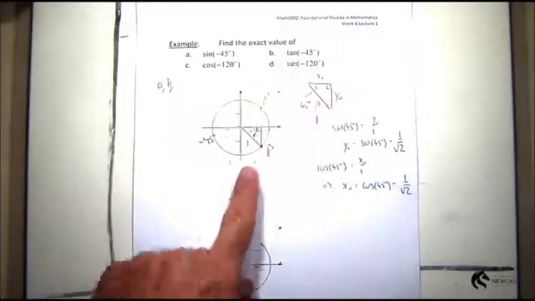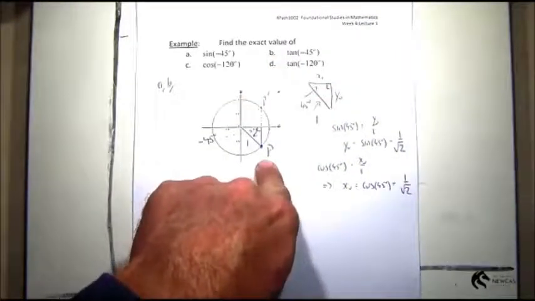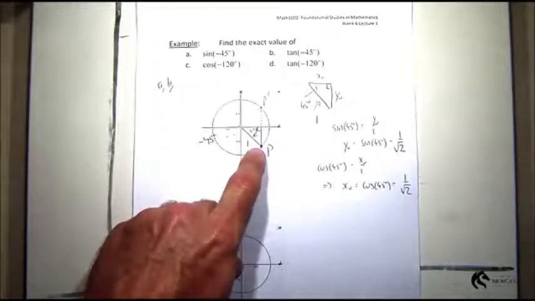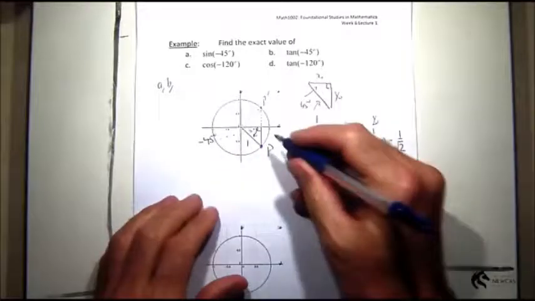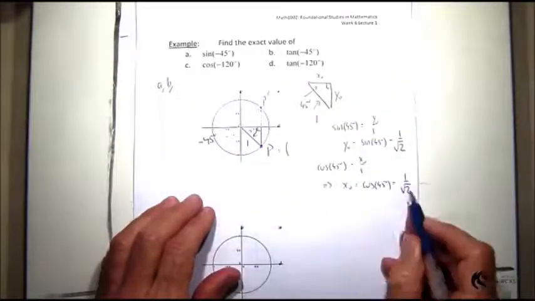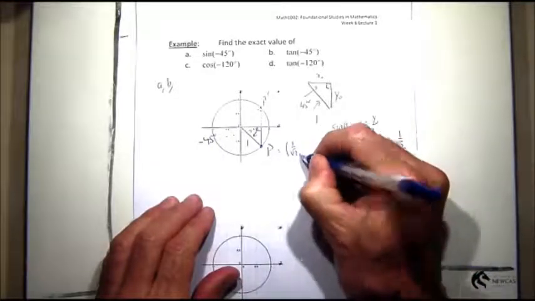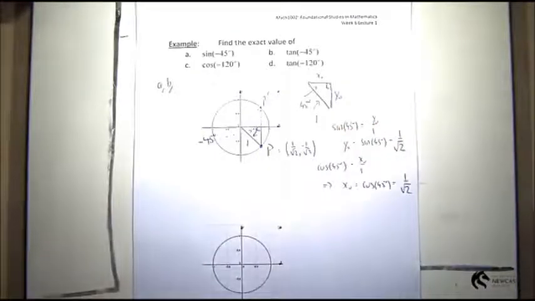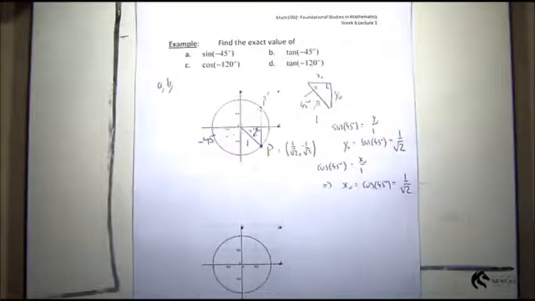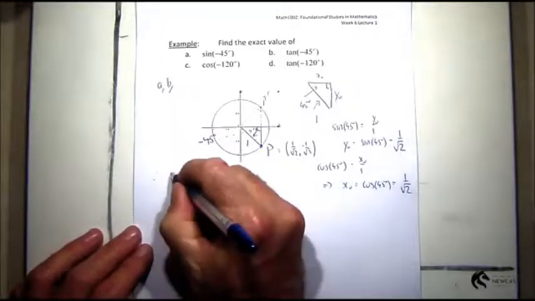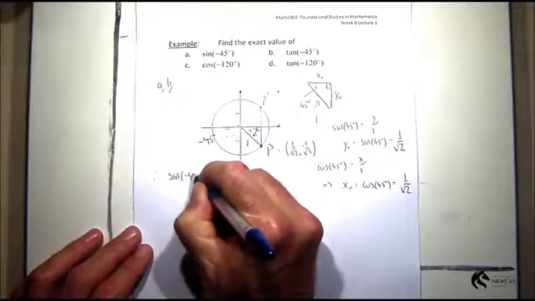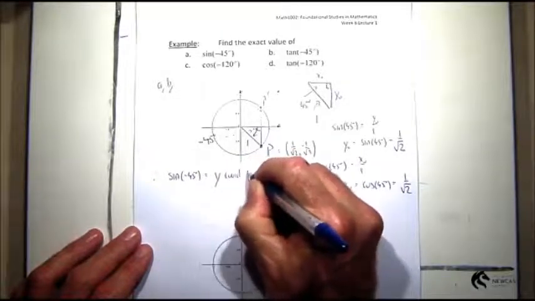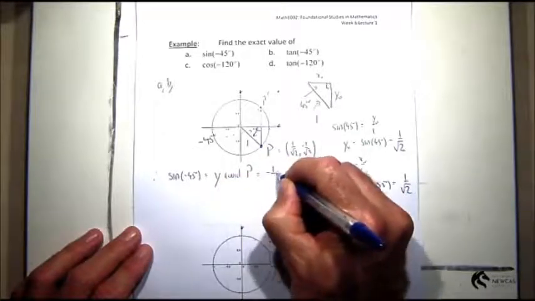I now want to go back and find the coordinates of P. And I can see that P has a positive x coordinate and a negative y coordinate. So the coordinates of P are 1 on root 2, that's the positive x coordinate, and the negative y coordinate is minus 1 on root 2. And so here I go. Therefore I can now say the sine of minus 45 degrees is the y coordinate of P, which is minus 1 on root 2.